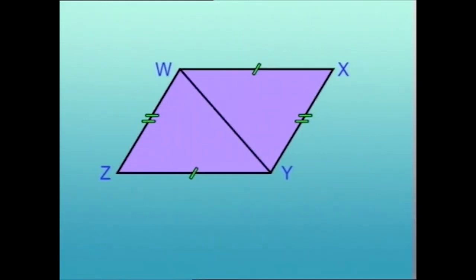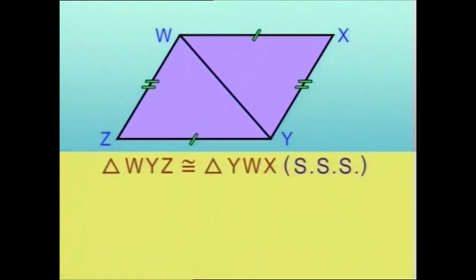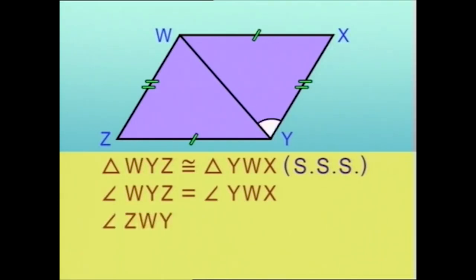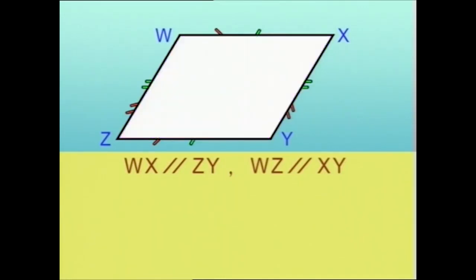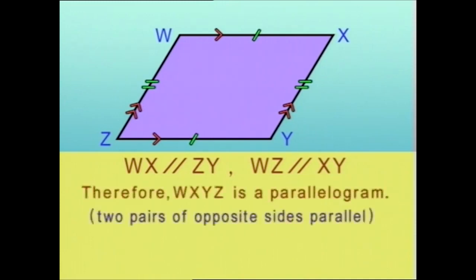Using the rule SSS, we can further demonstrate that triangle WYZ and triangle YWX are congruent. It therefore follows that angle WYZ equals angle YWX and angle ZWY equals angle XYW. This means alternate angles are equal. Therefore, WX is parallel to ZY and WZ is parallel to XY. If we compare these findings with the definition of a parallelogram, we find that WXYZ is in fact a parallelogram.